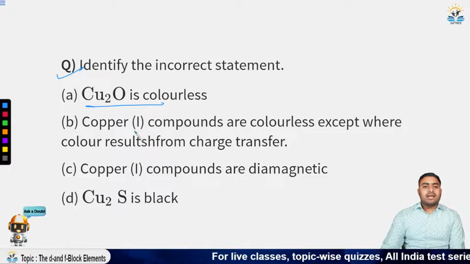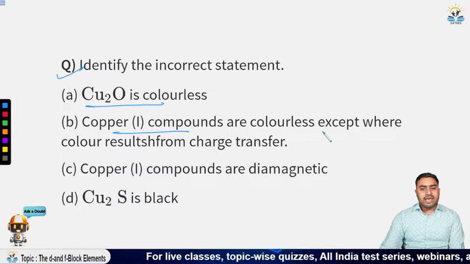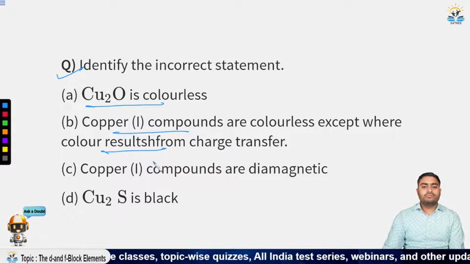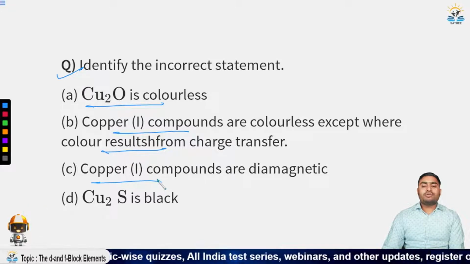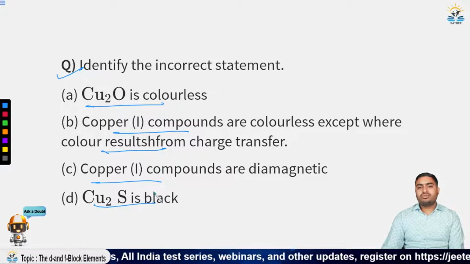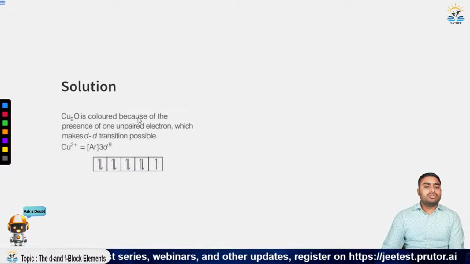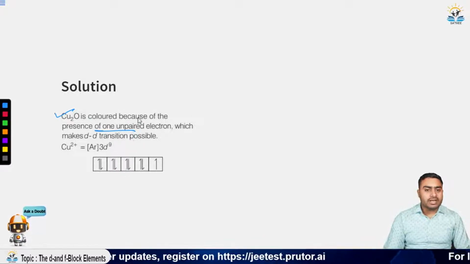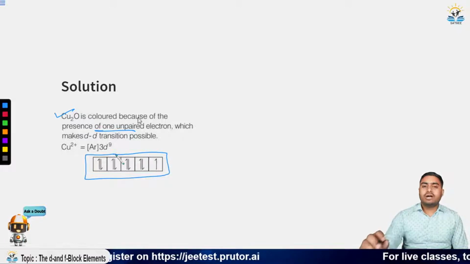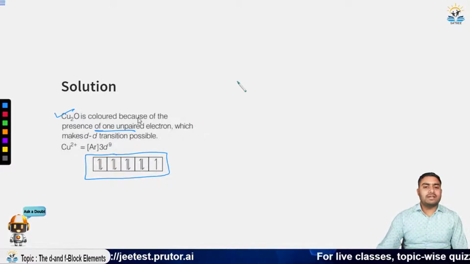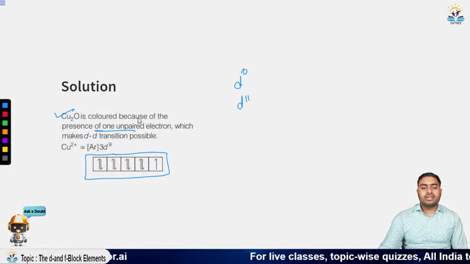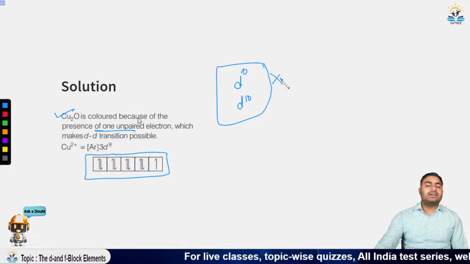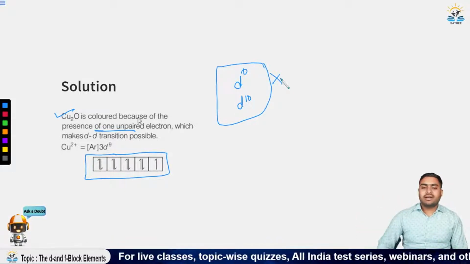Cu2O is colorless, and copper(I) compounds are colorless except where color results from charge transfer. Copper(I) compounds are diamagnetic and Cu2S is black. So you have to choose the incorrect statement. So, Cu2O is colored because of the presence of 1 unpaired electron. If unpaired electrons are there, definitely they will show color. If no unpaired electrons are there, if the configuration is d0 or d10, definitely they become colorless, right? They become colorless.